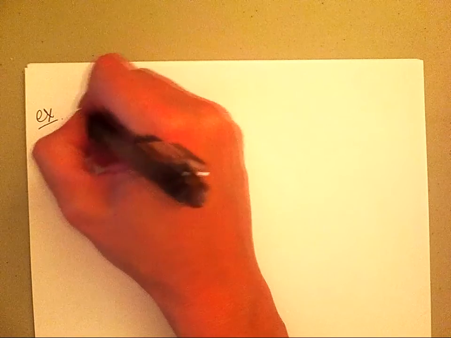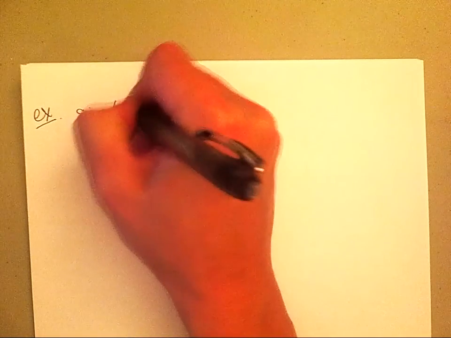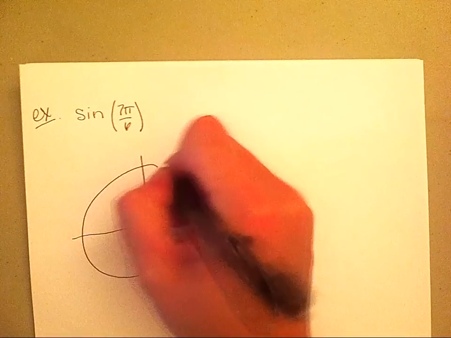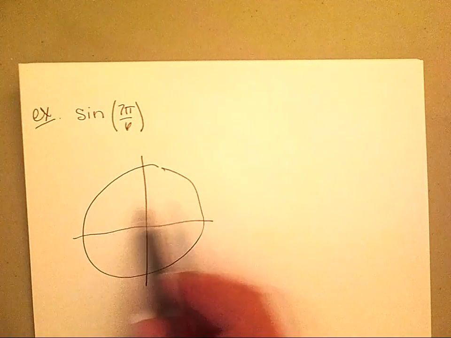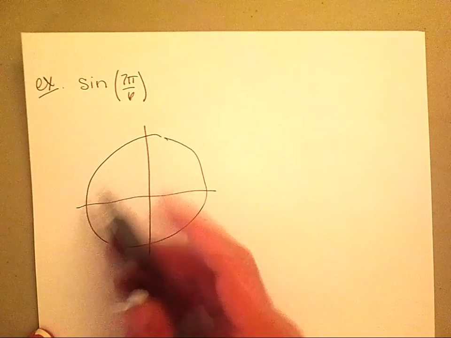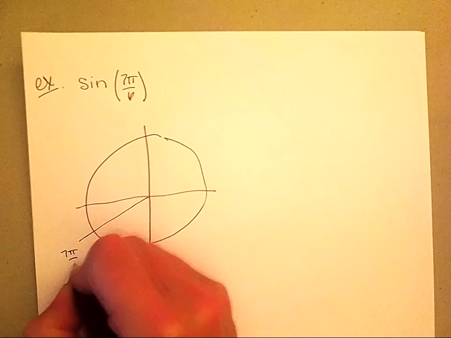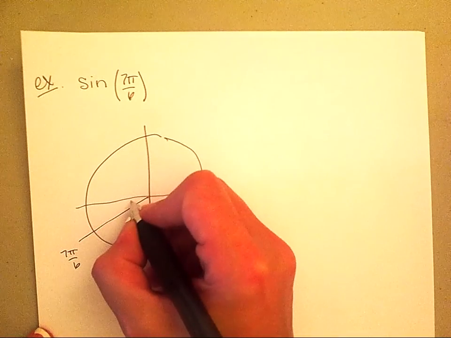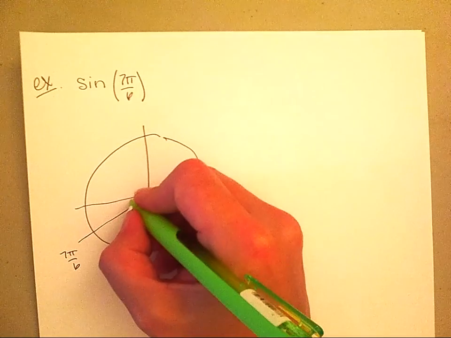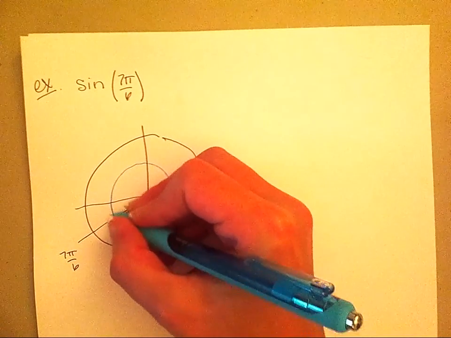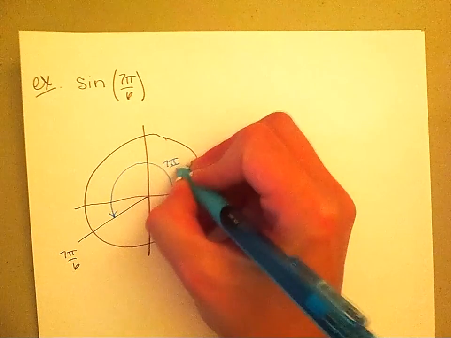So let's do another one. What if we had the sine of 7 pi over 6? Okay, so the first thing I do is I find out where 7 pi over 6 lies. Well, I know this is 6 pi over 6, so I have to go an additional pi over 6 to get to 7 pi over 6. So that additional place, that first is our theta. This is 7 pi over 6.